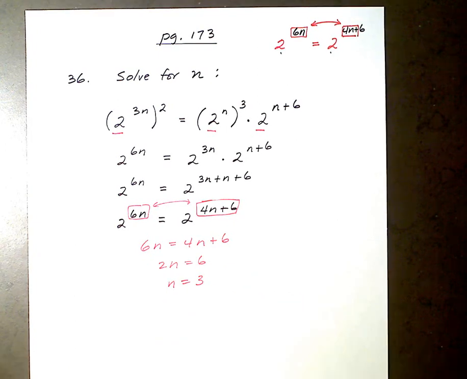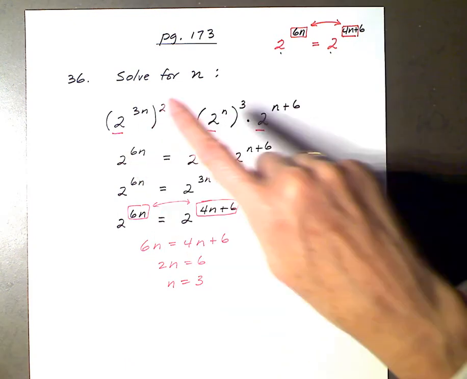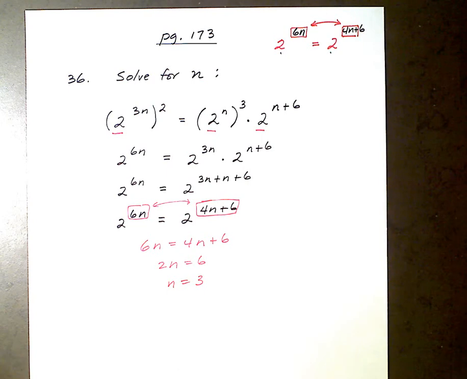And I'll leave the check to you, but if you plug a 3 back in here, I think you'll get 2 to the 18th equals 2 to the 18th on both sides. And that's it.